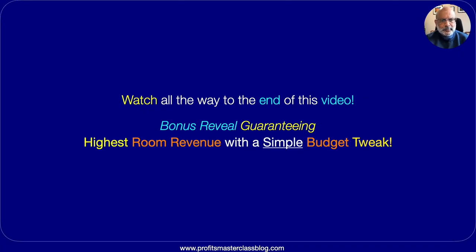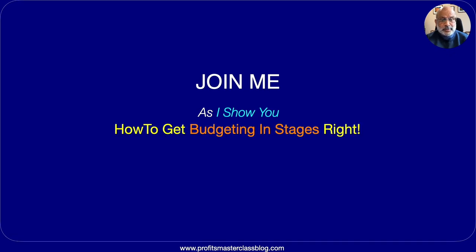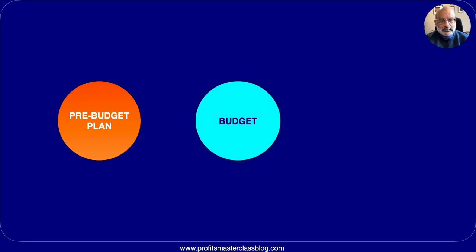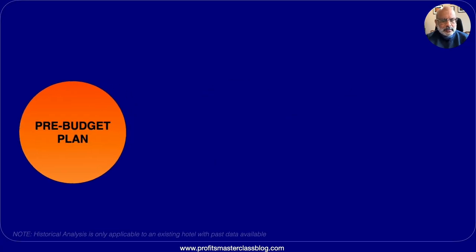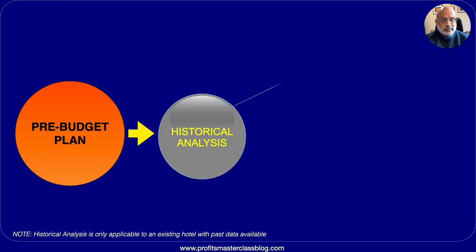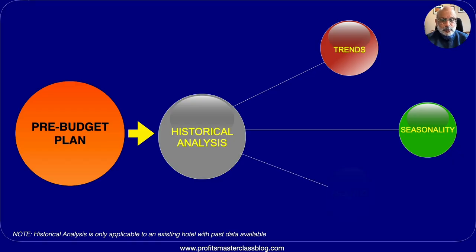Let's jump right in. You need to nail this for being successful in budgeting. So let's jump right into the strategies for achieving this. Let's quickly revisit the 3 stages of the hotel room revenue budget. Planning in the preliminary stages is indispensable, and that begins with looking closely at 3 things, part of the historical analysis: trends, seasonality, and outliers.